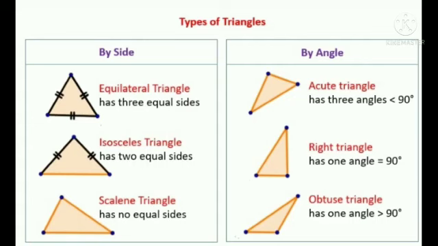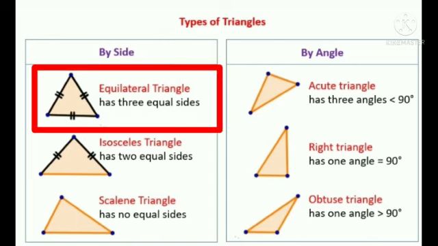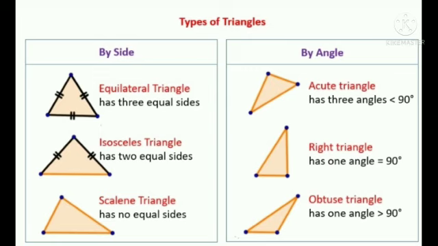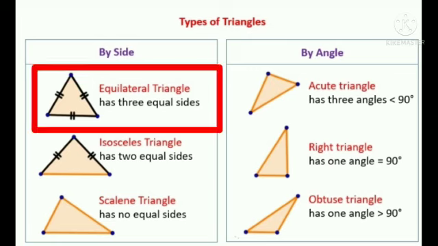Now, today in this chapter, we will see what are the types of triangle. So, the types of triangles are by side and by angle. First we will see by side. Now, equilateral triangle. Equilateral triangle means having all the sides equal. In an equilateral triangle, you will get all the sides equal.